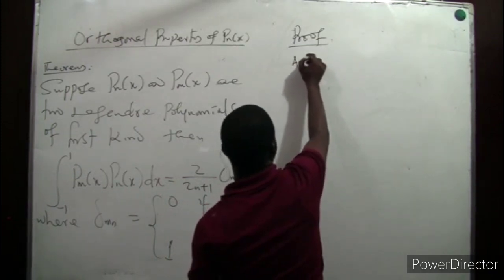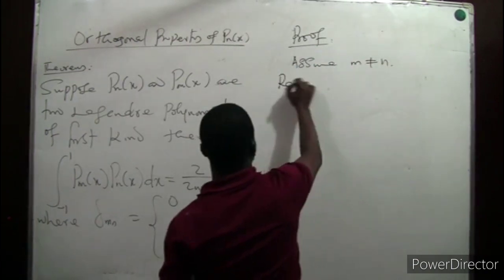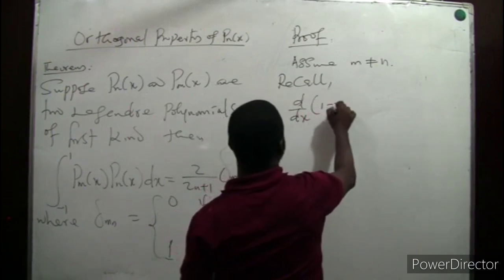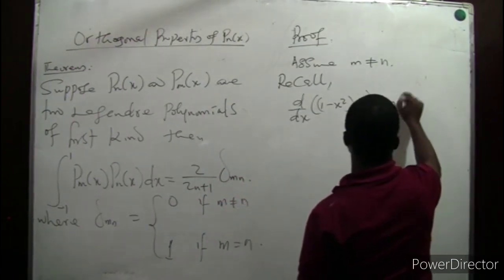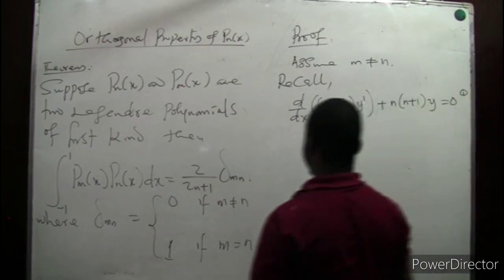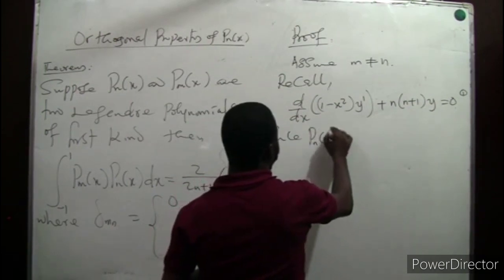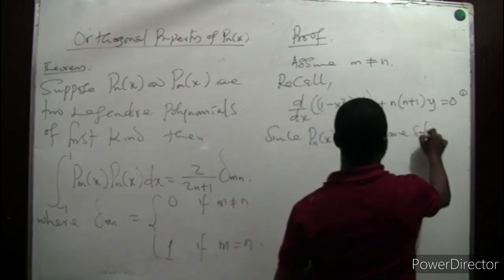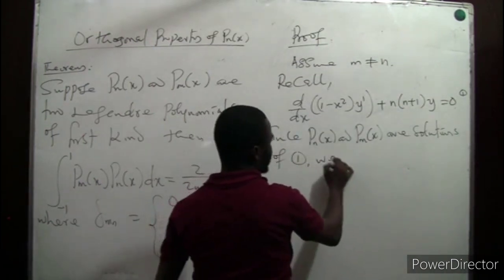Assume m is not n. Recall that a Legendre equation is d/dx of (1 minus x squared) y prime plus n(n plus 1) y equals 0. Call this equation 1. Since Pn of x and Pm of x are solutions of 1, we have.